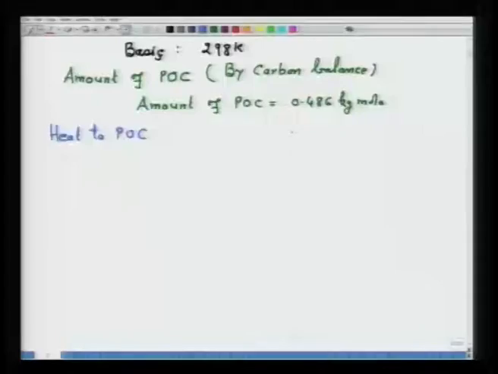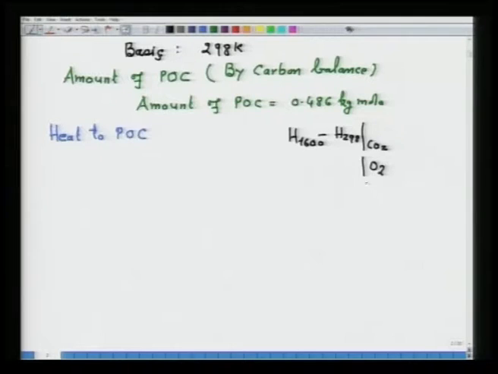So, now heat to POC, first of all I give you the values of the heat content. Say the heat content of various components are H1600 minus H298 for CO2, for O2, for H2O vapor, mind you these are at 298 Kelvin, and of nitrogen.